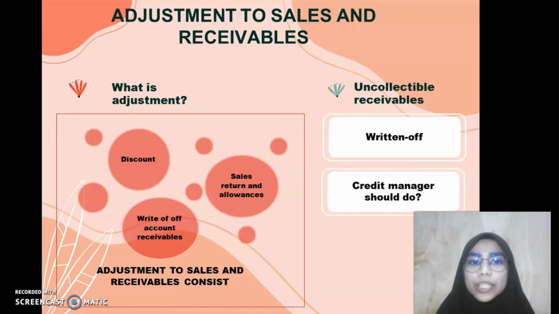The next one, what the credit manager should do. The credit manager should determine any uncollectible receivable amount to be written off, where this amount should be approved by the director of the company.